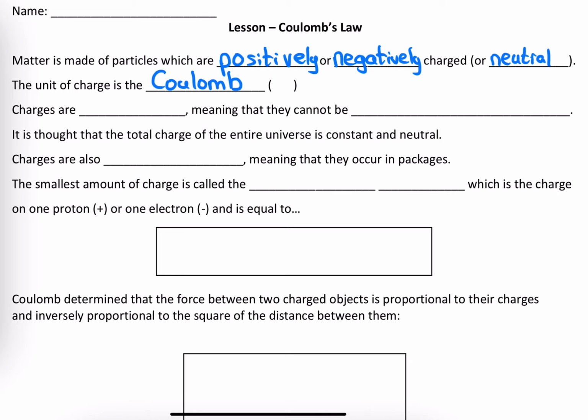Coulomb has a capital C because it's someone's last name, and the short form of it is going to be just a capital C. And we'll talk about exactly how much a Coulomb is in just a moment.